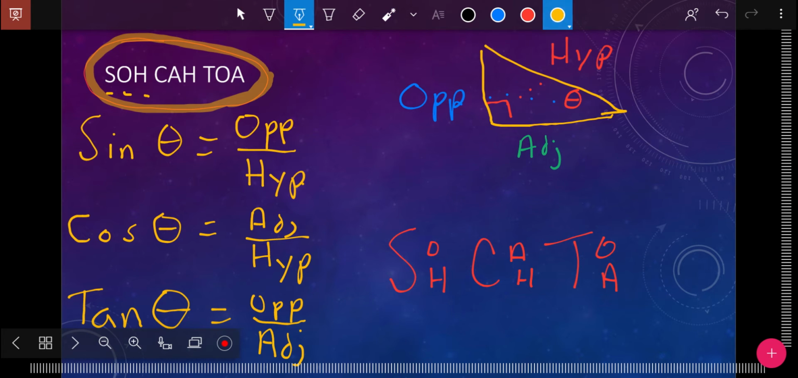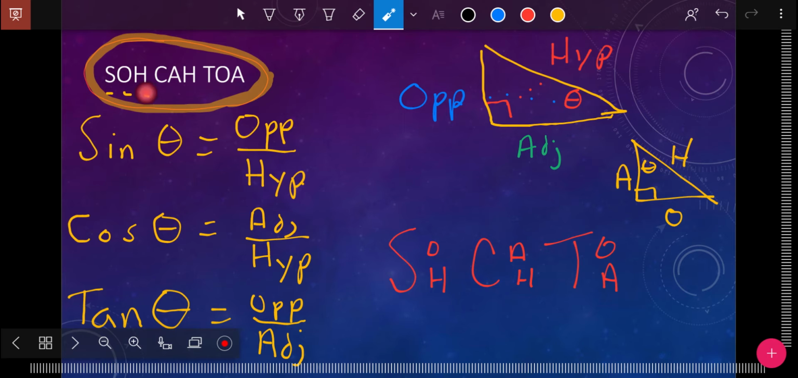If I quickly draw a similar looking triangle and call that corner theta, this is still the hypotenuse, but now opposite would be down here, and adjacent would be over here. So it matters what angle you're talking about.